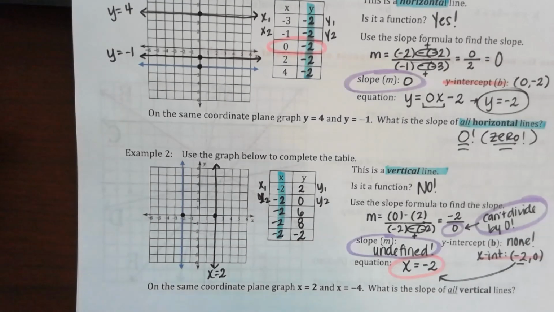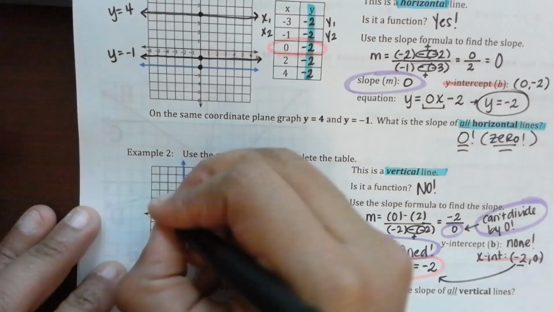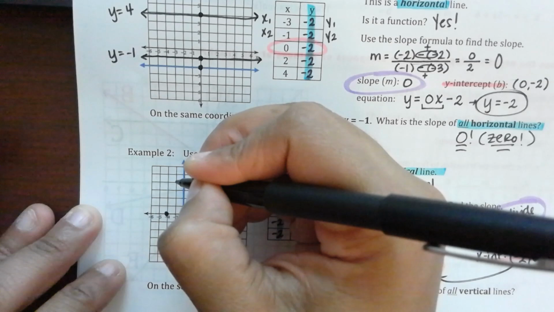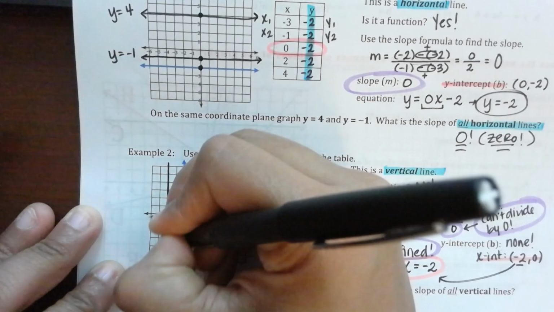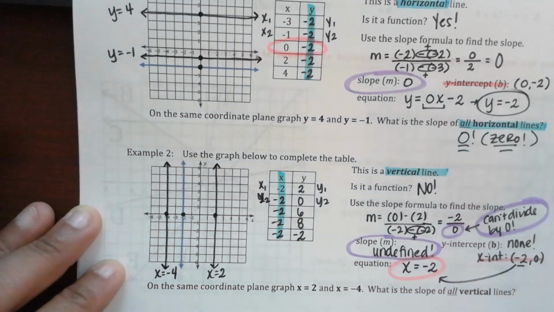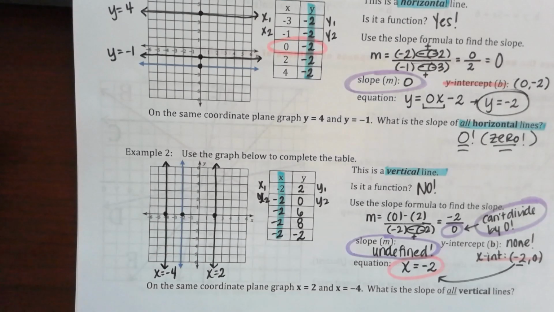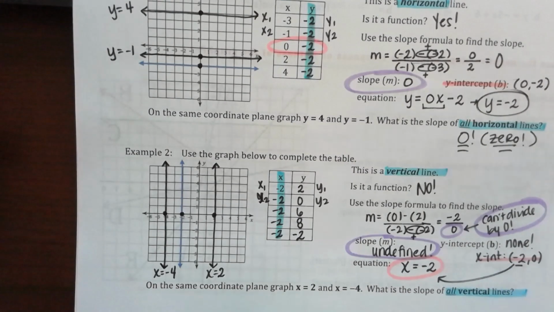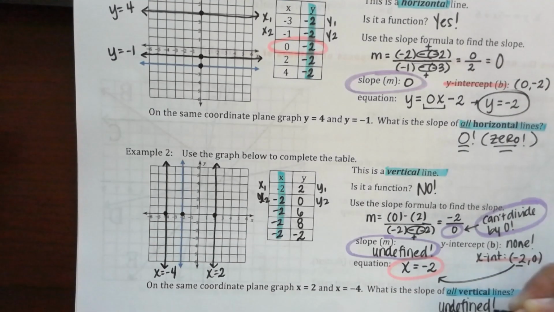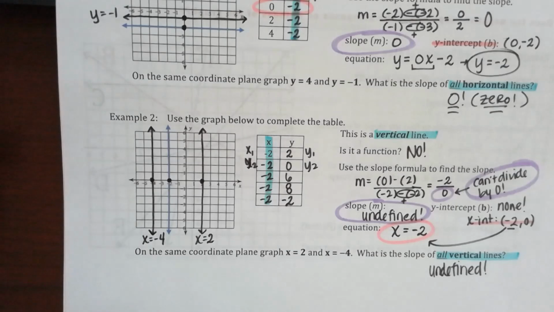So please read it all the way. Don't take shortcuts. From the origin, where am I going? Over 4, to the left, making what? A vertical line. What's the slope of all vertical lines? Undefined. Because you can't divide by what? 0. Any questions there? Any at all?